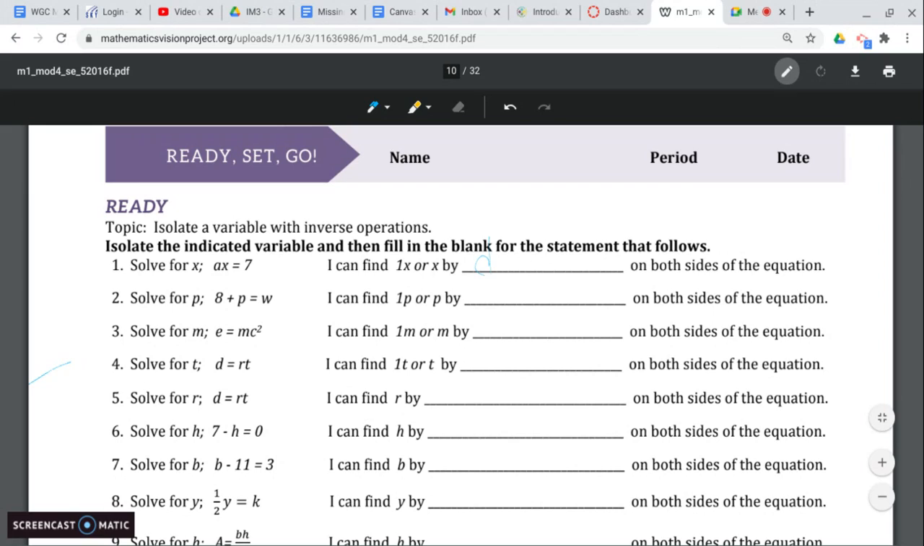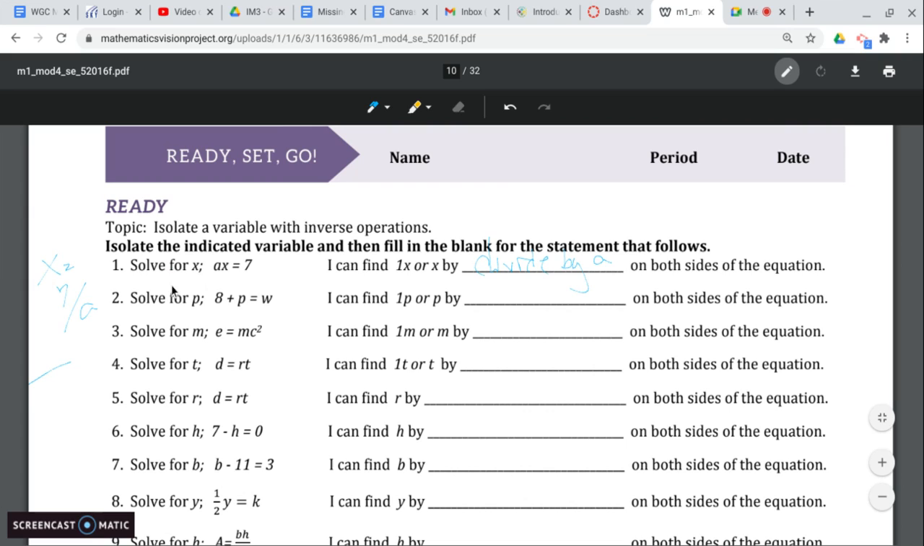So we're going to divide by a in order to get x by itself. So we'll have x equals 7 over a. That's our solution for number 1.